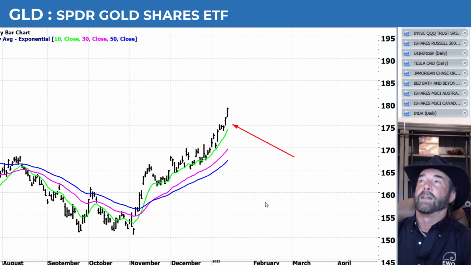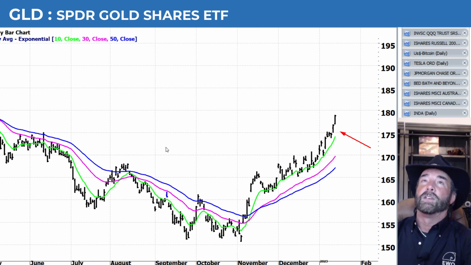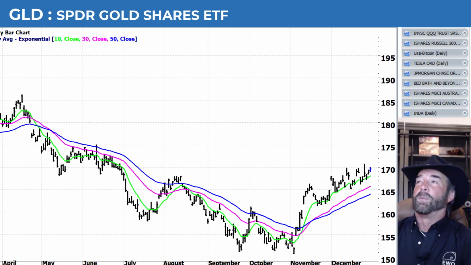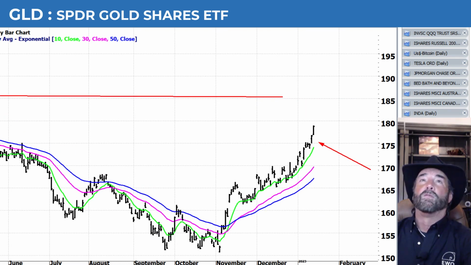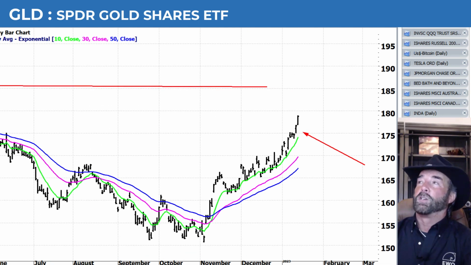So perhaps we come back down to 175, consolidate, tap that 10-day moving average, and then it looks like we have a pretty easy move up towards 185, and I say that because there's no resistance. You can see the move from 185 down was just kind of an orderly 45-degree angle, so there's no real resistance other than the fact that we're just a little bit overbought short term.